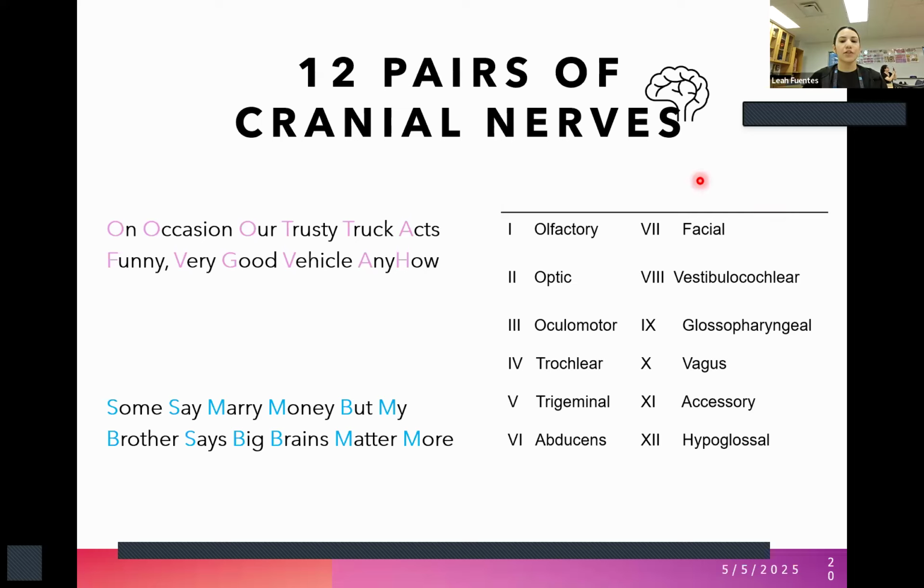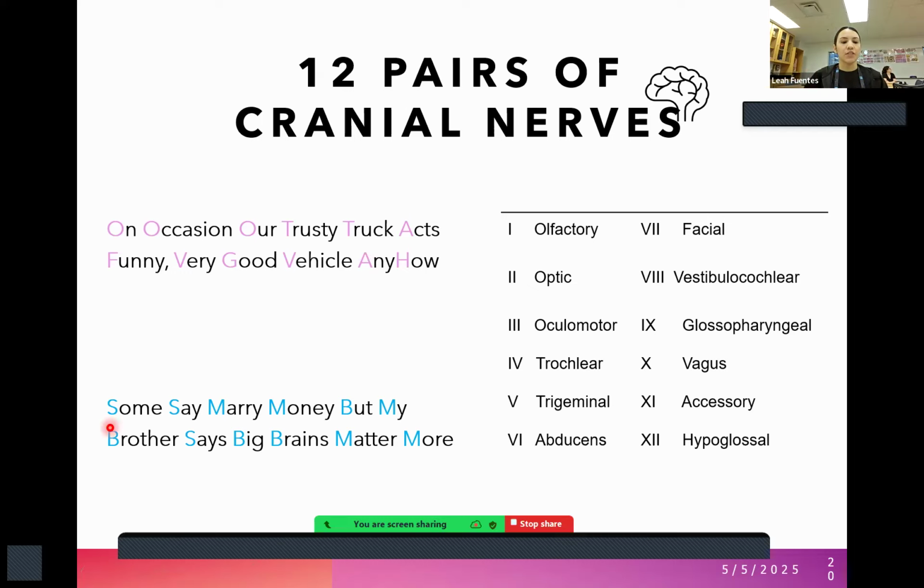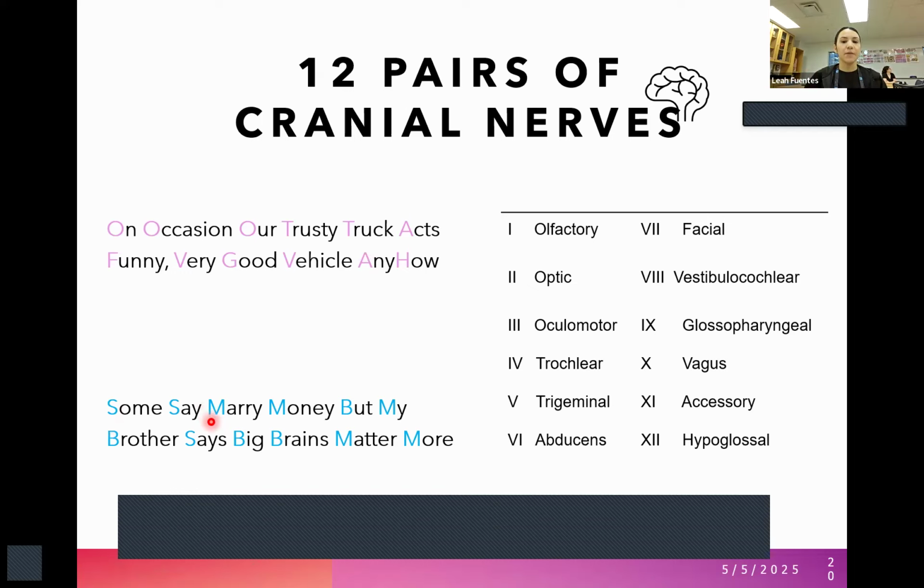Specifically, you'll need to know, again, the name, but you'll also need to know whether those are sensory, motor, or both. And the mnemonic for that is: some say marry money, but my brother says big brains matter more. And this goes in order. So some say would be sensory, so olfactory and optic would be sensory.